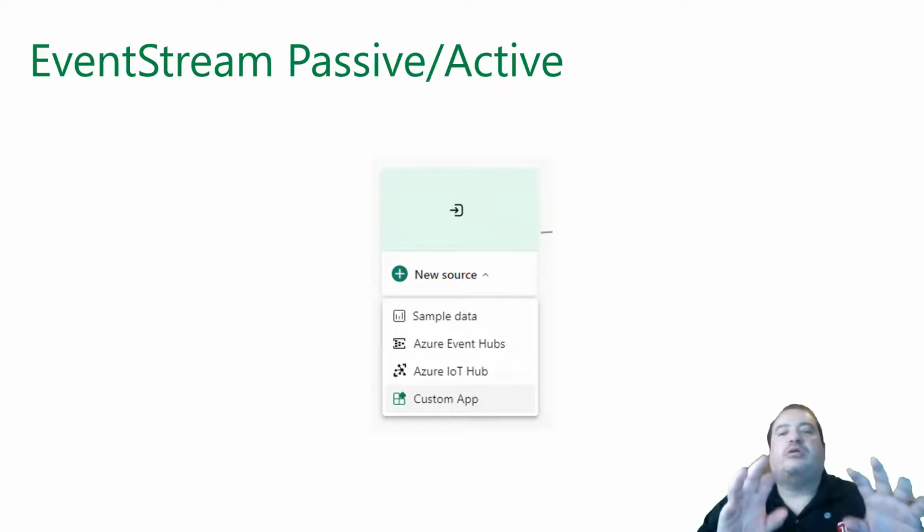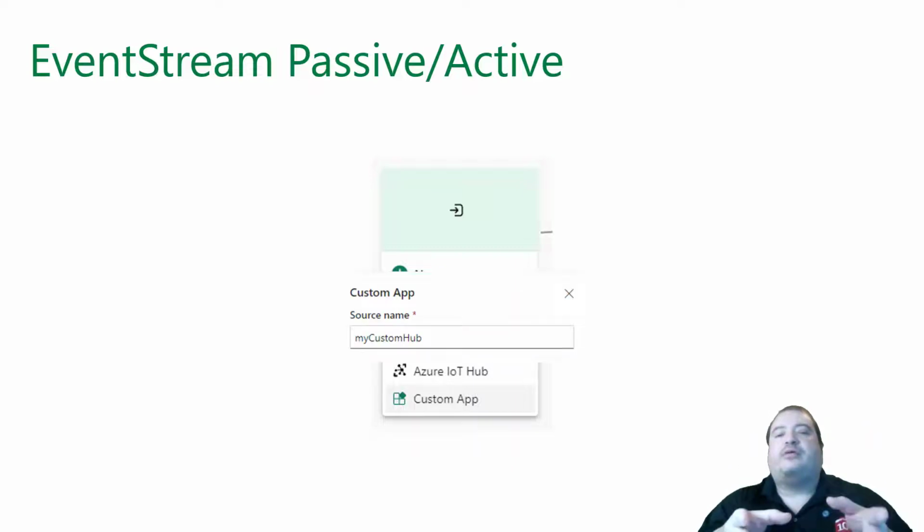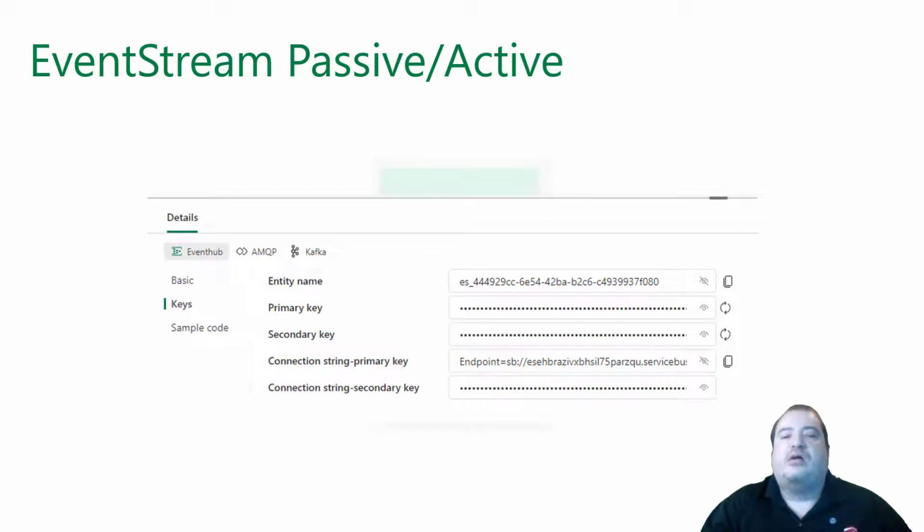On the source of EventStream, we choose Custom App. When we choose Custom App, we receive a window and we need to give a name for our custom app, My Custom Hub. So we are giving just a name for our source. And then we receive this information, like if EventStream is an Event Hub. So any application which is used to send data to Event Hub can send data to EventStream as well, as if EventStream is Event Hub.